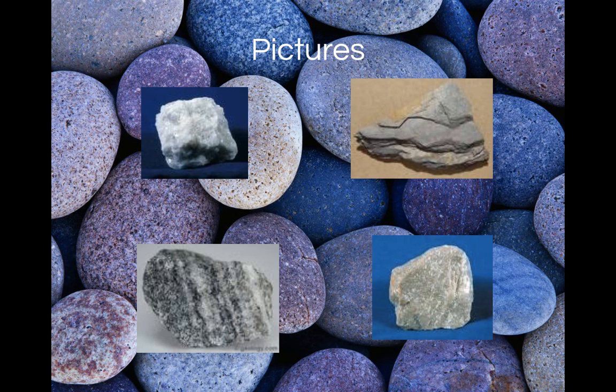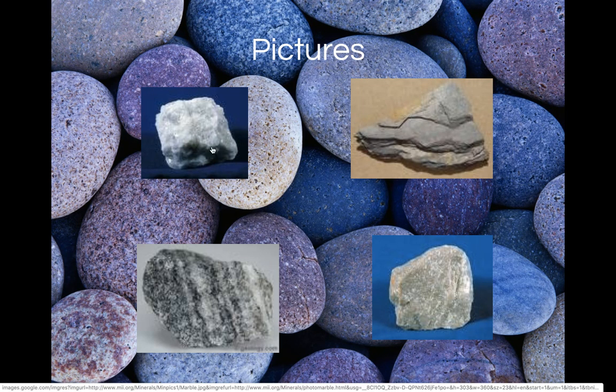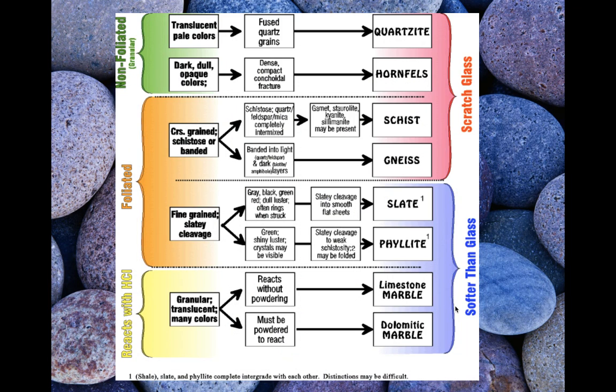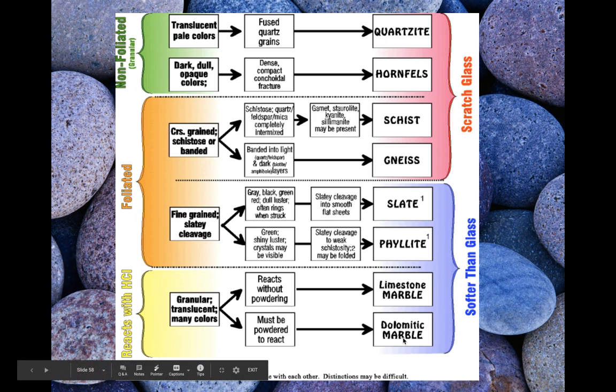So here's some more pictures for you. This is going to be marble. See, there's no layers here. Here's a nice picture of a foliated rock. That's some slate. That's the gneiss. And this is quartzite. This is just a neat little chart that shows you some common metamorphic rocks and what they come from. And that's the end of the slideshow.